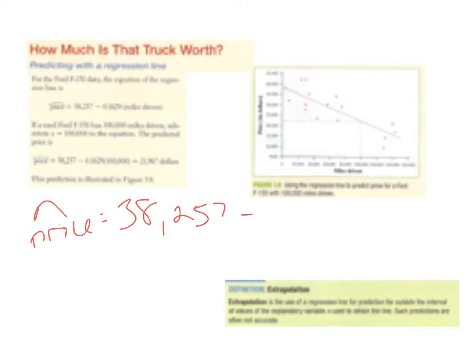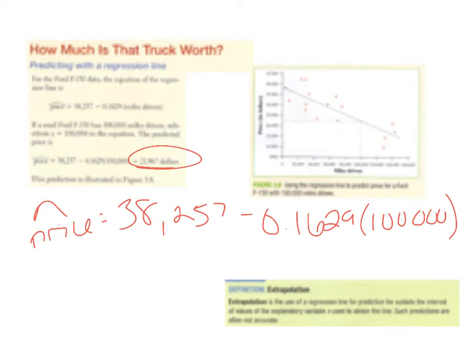That is when it has been driven 0 miles. Okay, and then times, and it's gone 100,000 miles. So I can predict my price from there, which would be $21,967. I could predict that off of the graph as well. Using my regression line, I could follow that over to where it hits on the y-axis.